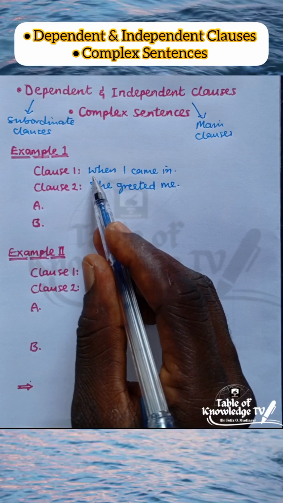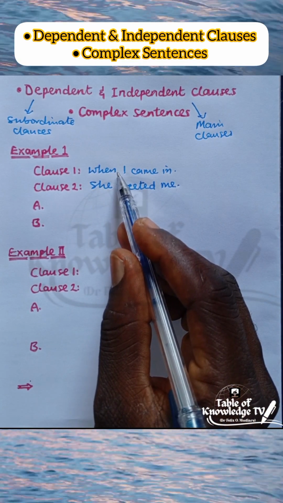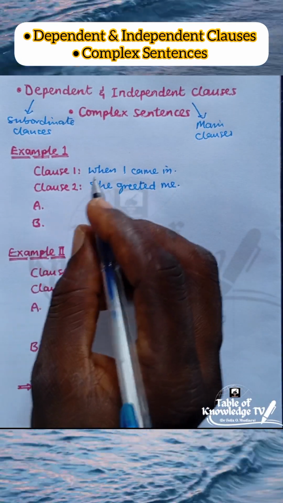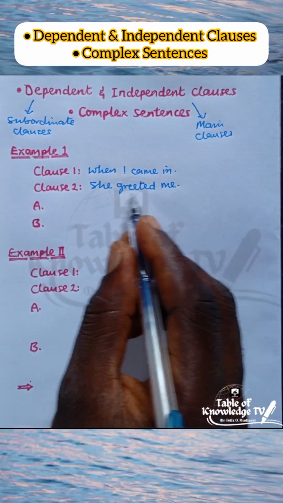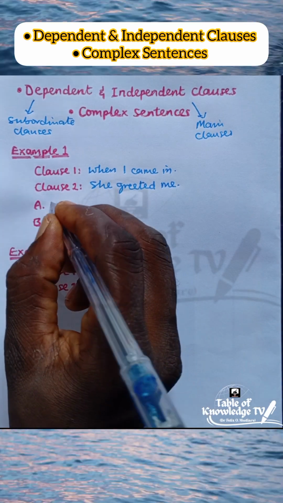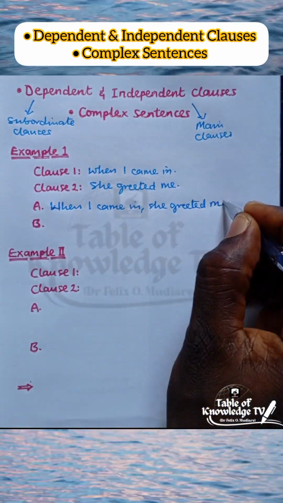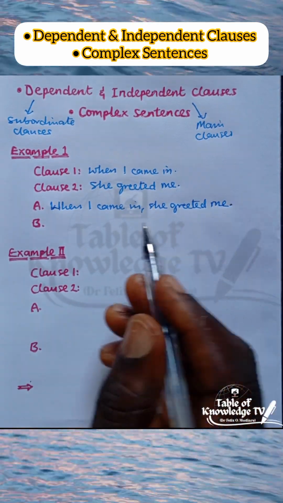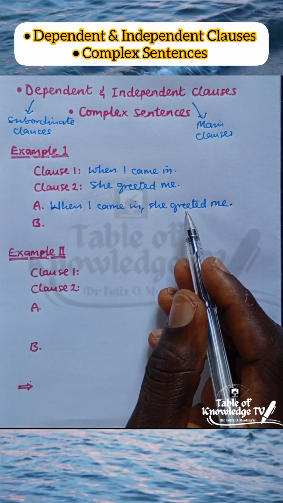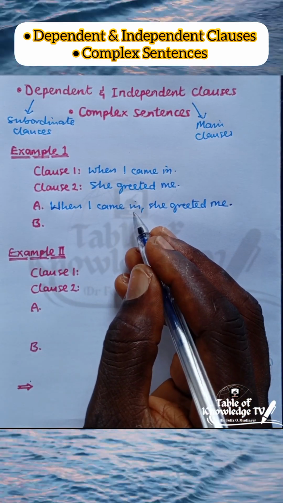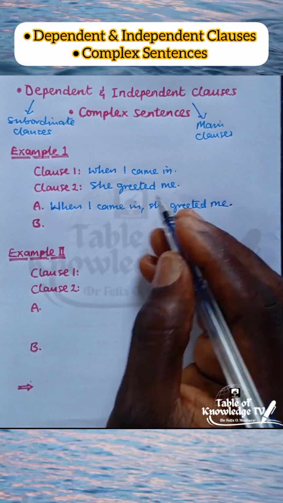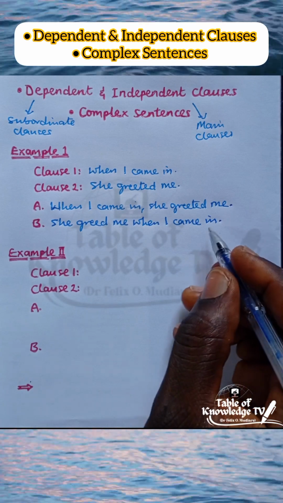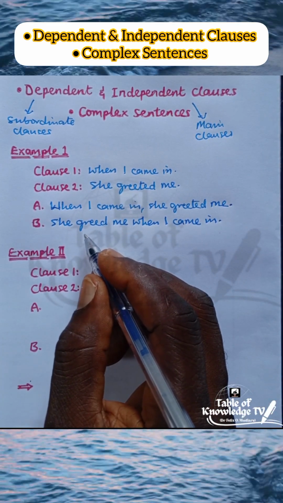Now, how do we make this dependent clause make sense? Let us combine these 2 expressions together and see what we have. We're going to start with the dependent clause and then add the independent clause. And this gives us, when I came in, she greeted me. Good. This expression now makes full sense. It is now that the dependent clause communicates meaning. We can also combine the 2 clauses by starting with the independent clause. And this gives us, she greeted me when I came in. This is also a complete sentence with meaning.